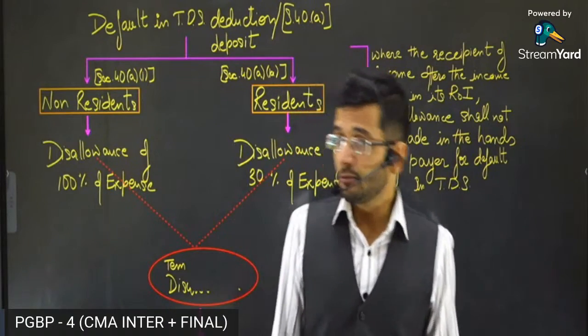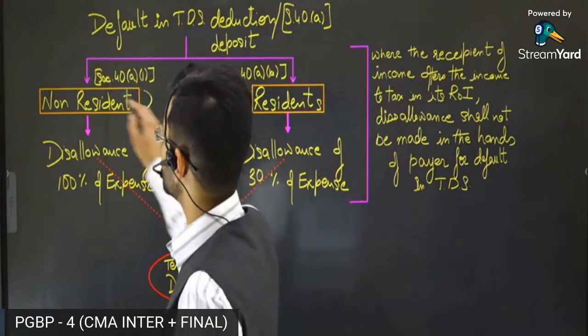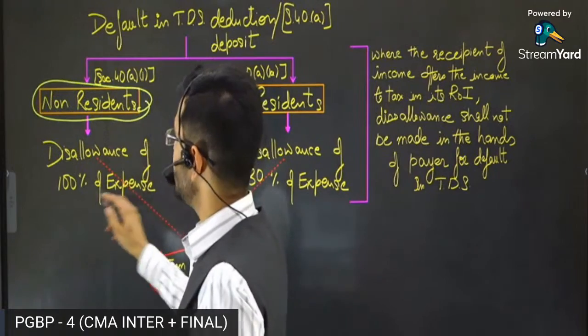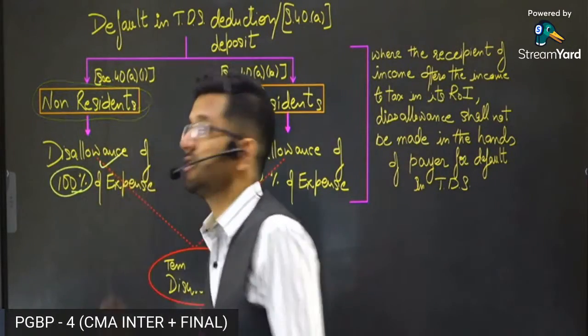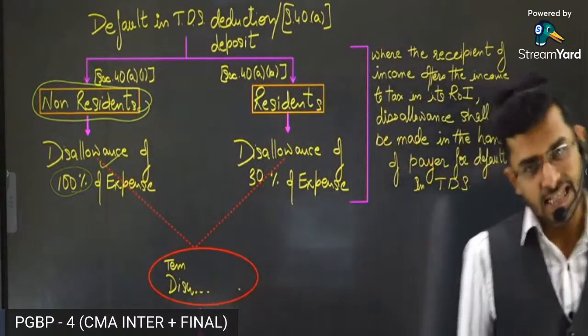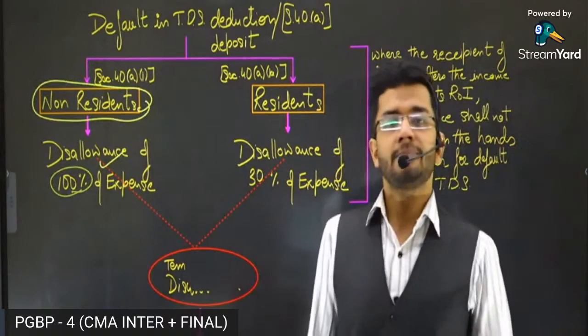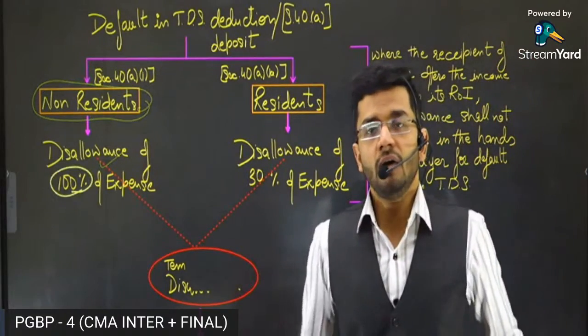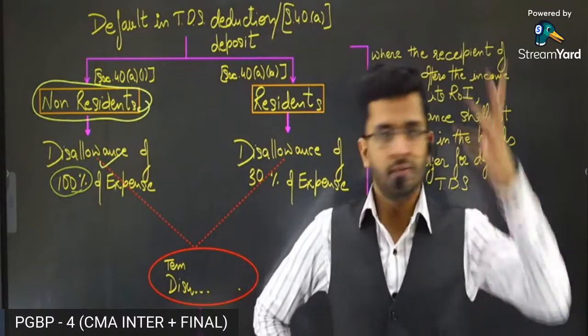And if you do not deduct taxes from the payments made to a non-resident, 100% of the expenditure is disallowed. Yes, 100% of the expenditure will be disallowed. We will not allow even a single rupee of that expenditure. I'll give you an example.